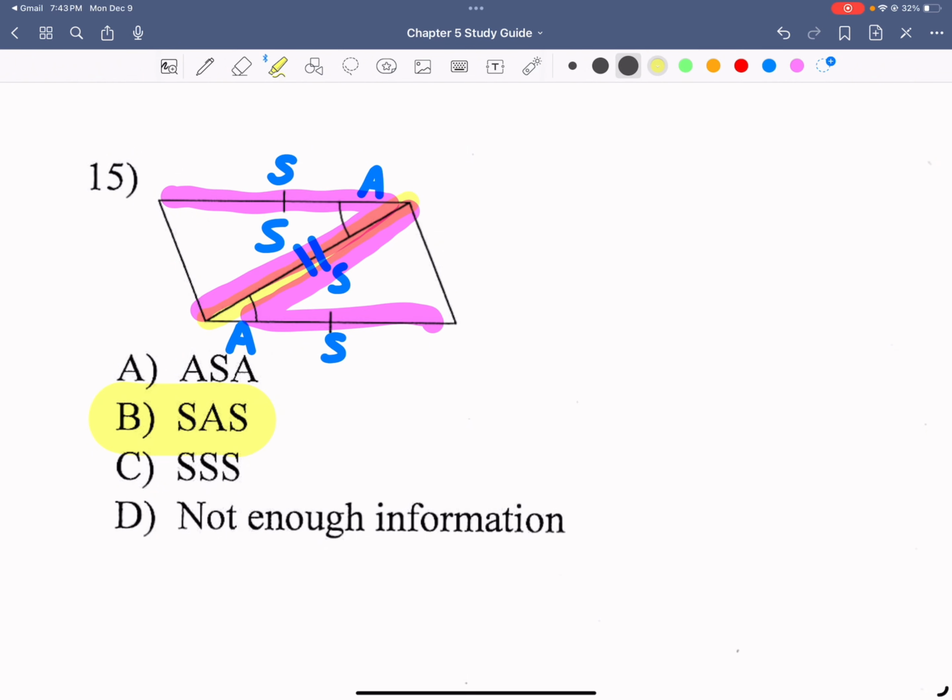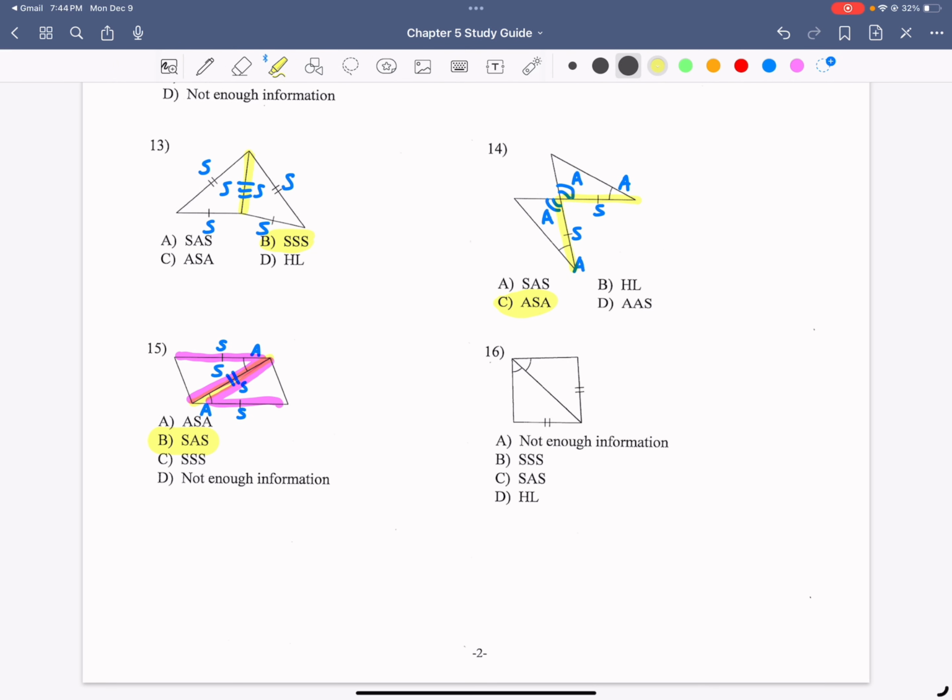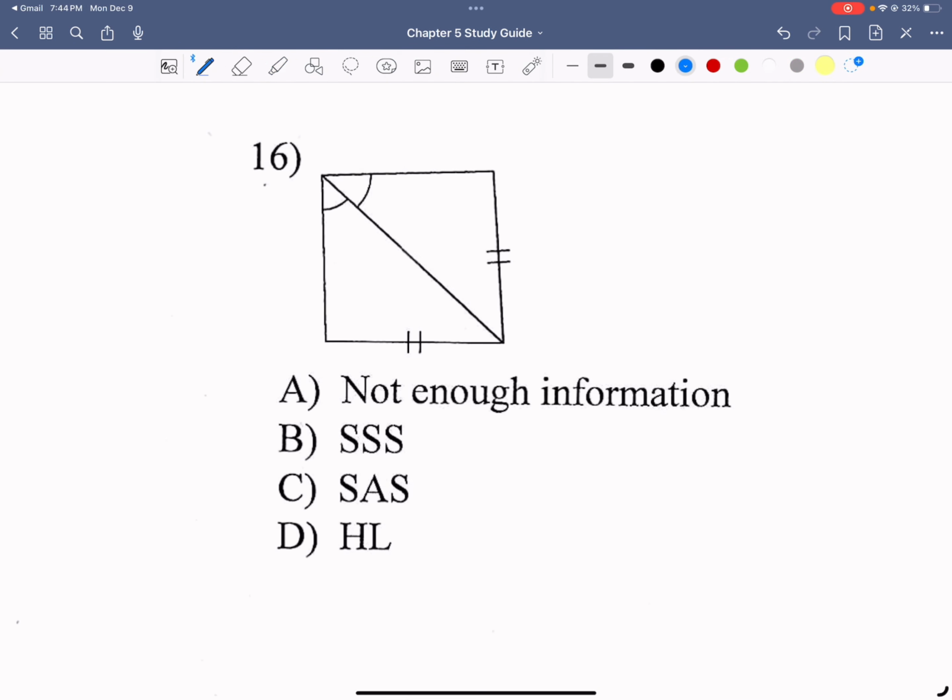B. Last one. Let's take a look. What's wrong with this guy? Well, this one's an angle. This one's an angle. This one's a side. This one's a side. This was an angle. Is it not enough information? Quite possibly. Let's first fill in what we can, though. We can fill this in because it's a shared side. We can just call that a side.